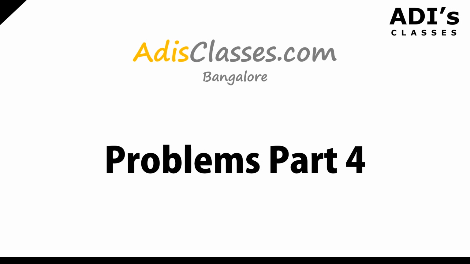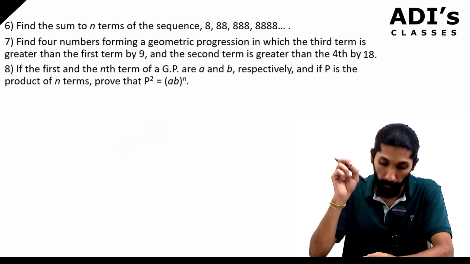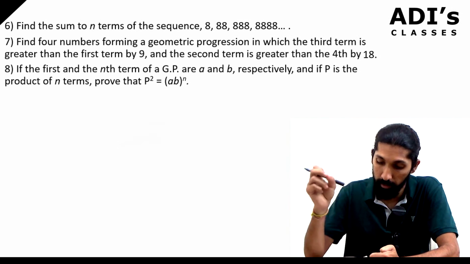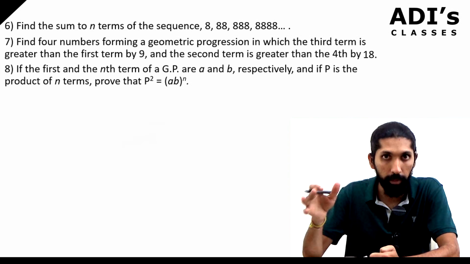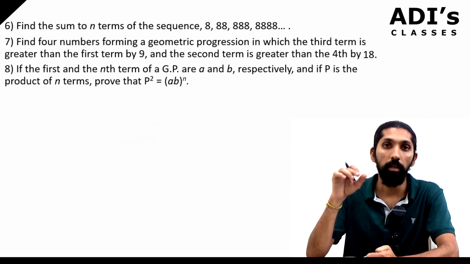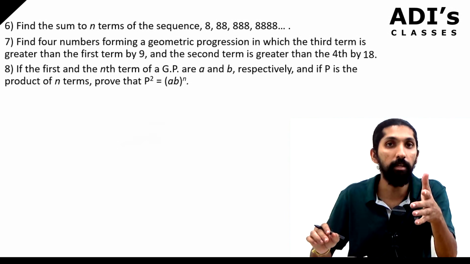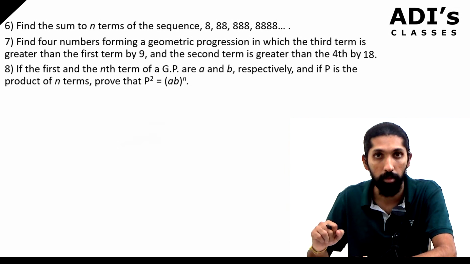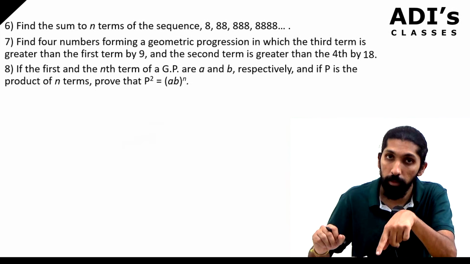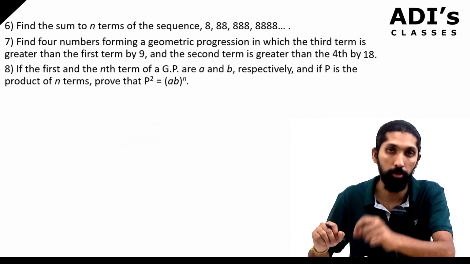Let's solve the next one. Look at this one. Find the sum of n terms of the sequence 8, 88, 888, then four 8s like this, correct? Now, very clearly this is not in GP because there is no common ratio at all. But can we convert it into a GP? That is the main question.